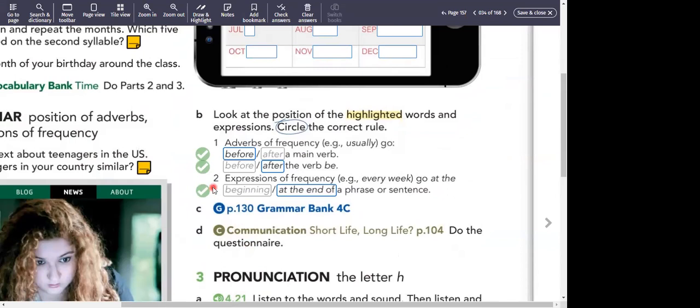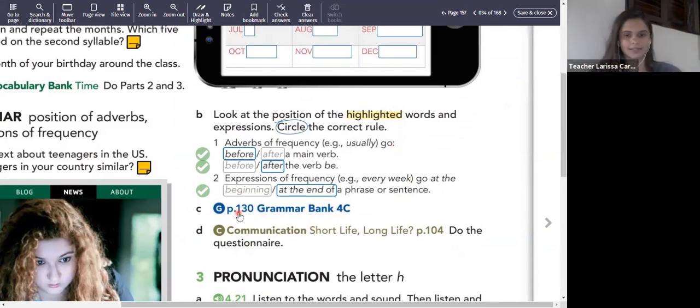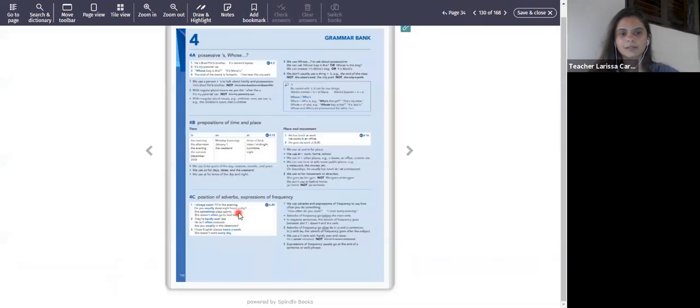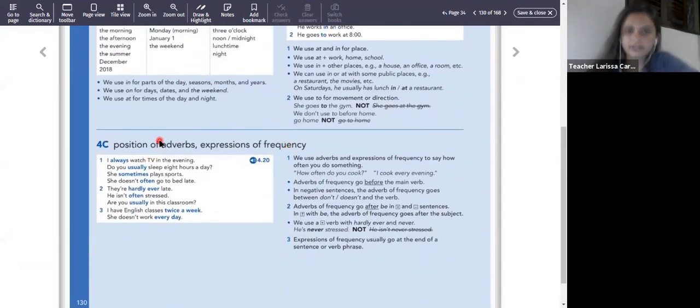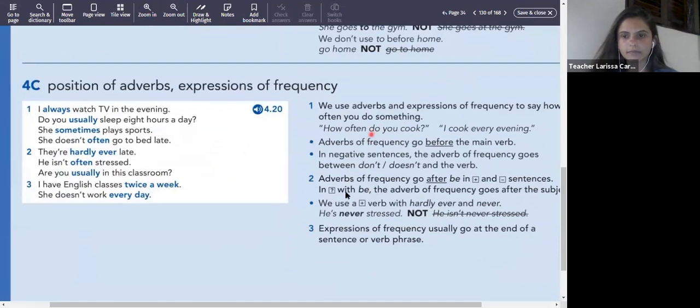Number 2. Expressions of frequency, e.g. every week, go at the end of a phrase or sentence. Great. Now let's see the grammar. Position of adverbs, expressions of frequency. So let's listen to this audio, okay, Cecilia?